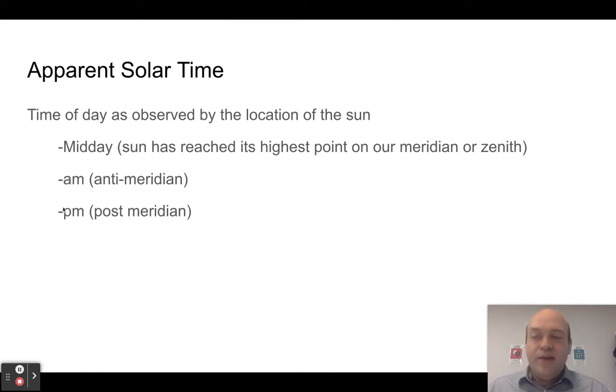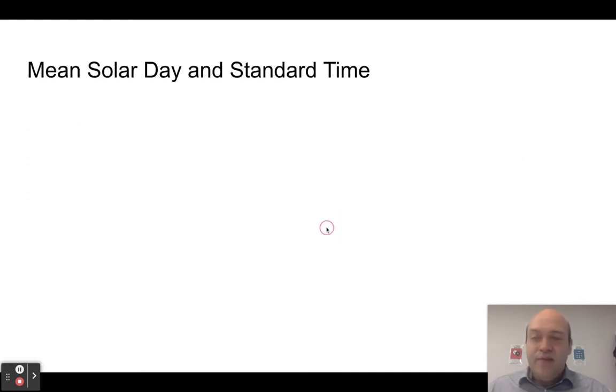And that's where AM and PM come from. AM meaning anti-meridian, before midday, PM meaning post-meridian, after midday.